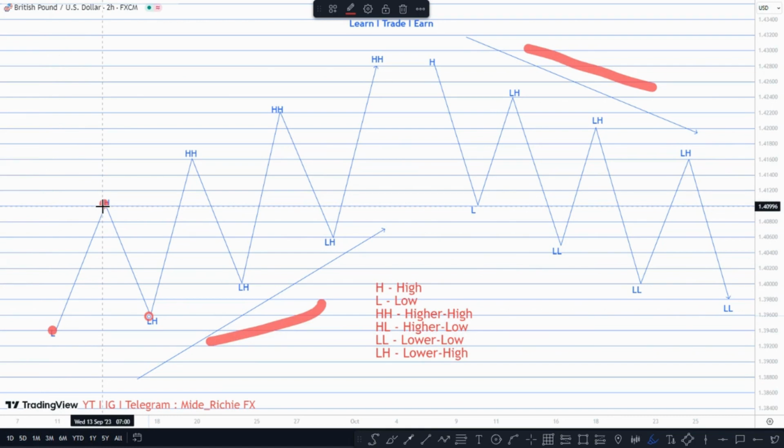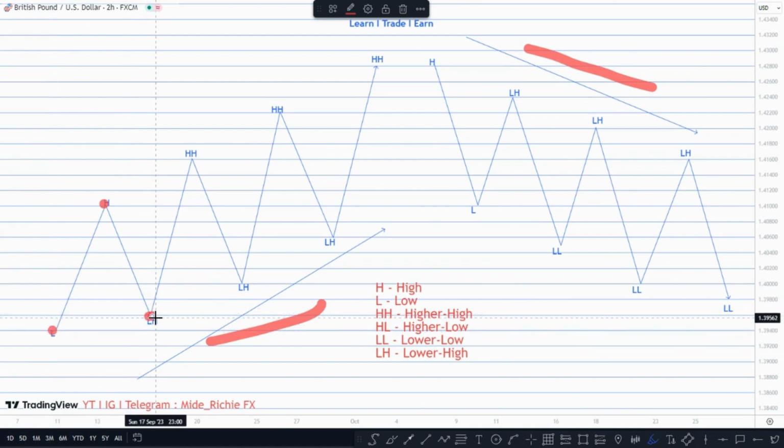Why? Because this point right here is much lower than this point. After the market created this high, it created this low right here. You can see that this low is at a very low point, while this one is above the low right here. So this is basically a higher low.